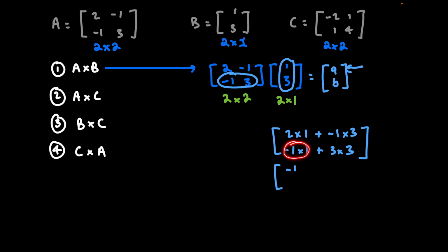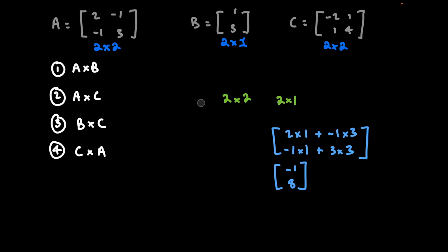And then -1 times 1 is -1, and 3 times 3 is 9. -1 plus 9 is equal to 8. And this is here our final matrix for what A times B is. Okay, so have a screenshot of this or write this down. You can also pause the video, but I'm going to move on to how to work out A times C.